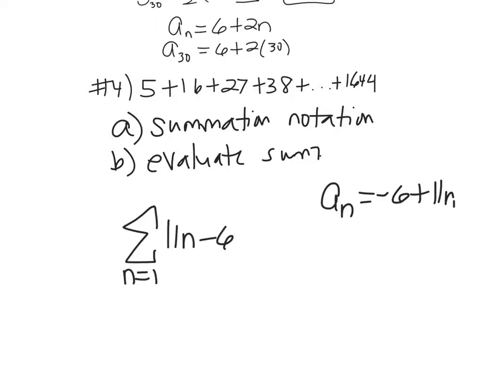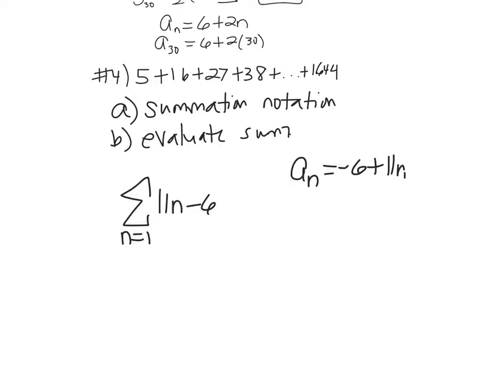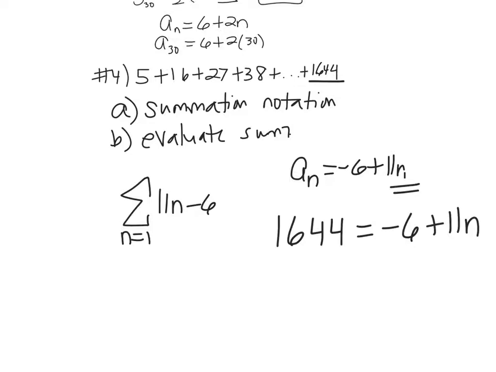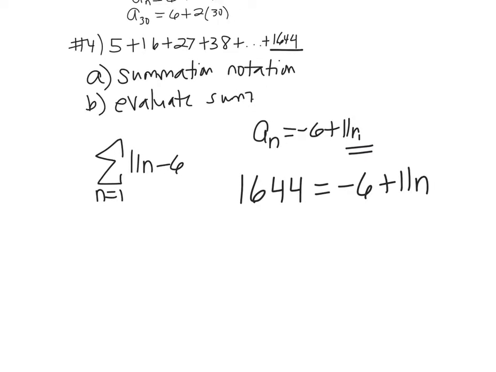Now, the problem is I don't know how many numbers I'm going to add up here. So this is what you're going to do. It's a little different. We need to find out what n is. We know that the last term is 1644, and I'm going to plug that in for a sub n and find out what term that is. Ooh, it's the other way, isn't it? Last time I had to plug it in for n, I had to plug in 30. This time I'm given the last number, so I plug that in on the other side and solve for n. So I'm going to add 6 and divide by 11.